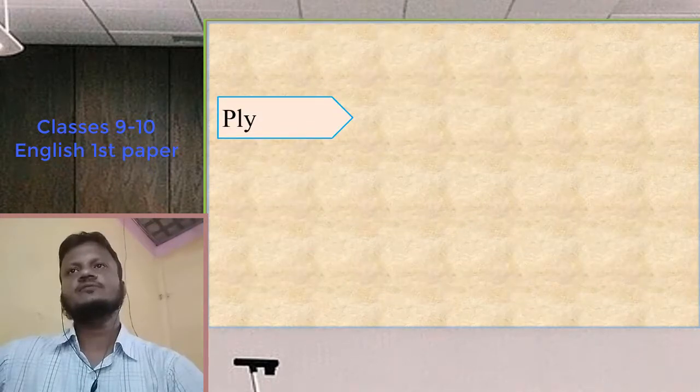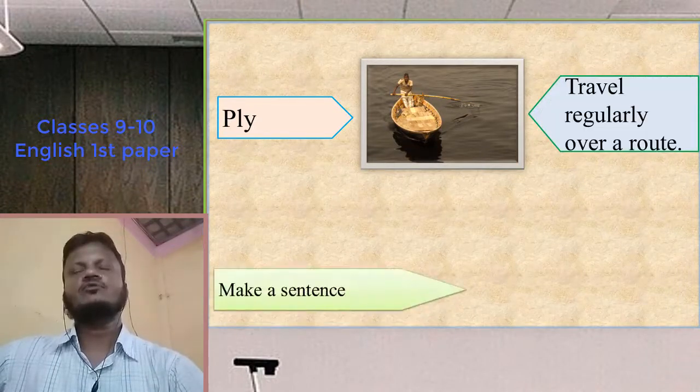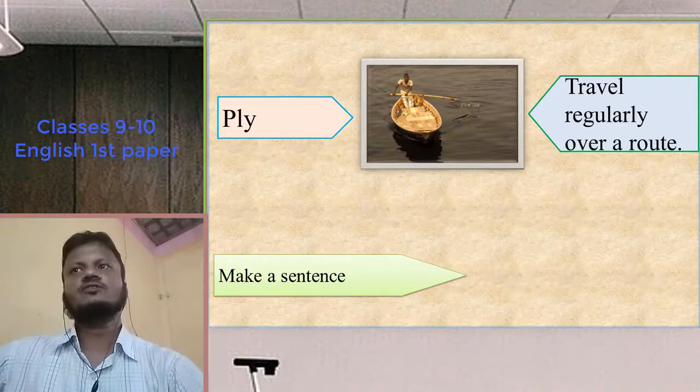Okay, another is ply. The boat is plying from one side to another, one place to another. Okay, this is plying, that means travel regularly on a route.